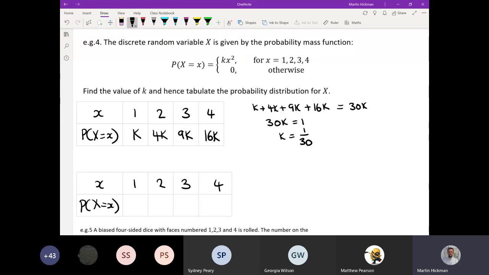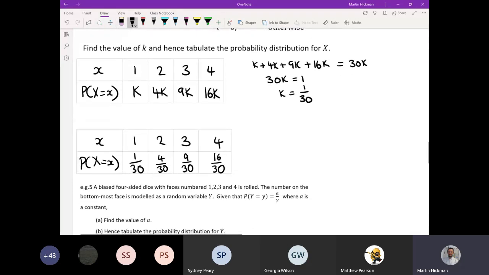So when x is 1, we had k before, but we know that k is a 30th. When x is 2, we get a probability of 4k, but we know that k is a 30th. So we have 4 30ths, we have 9 30ths, and 16 30ths. Alternatively, if you want to simplify these fractions, it's a 30th, 2 15ths, 3 tenths, and 8 15ths. Okay, let me know if you've got any questions on that. And if not, we'll move on to example 5.